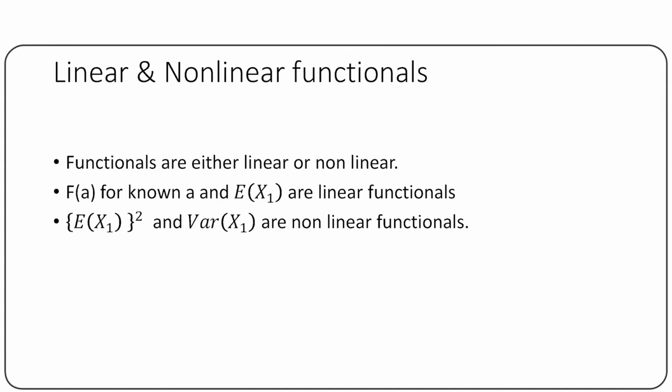It is quite evident that this will happen because expectation of x is a linear functional. But what about its square? So we find that the square of expected value of x under alpha f1 plus 1 minus alpha f2 is not equal to alpha times the square of expected value of x under f1 plus 1 minus alpha times the square of expected value of x under f2. Therefore, by definition, theta is not a linear functional.